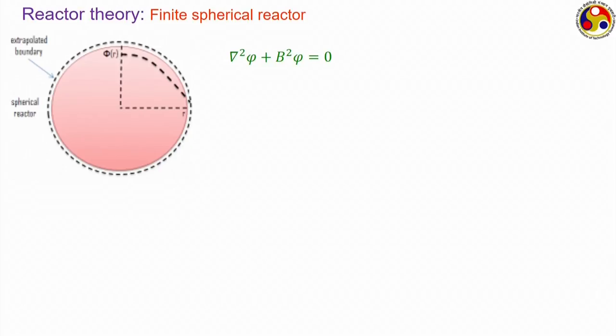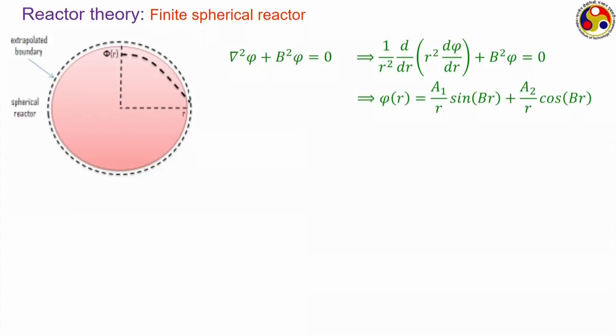For a critical reactor, we know that B g square and B m square have to be equal, and this is given by B square. So, this is a spherical reactor, and hence we have to use the spherical coordinate system, which gives this. If we assume the entire phenomenon to be isotropic in nature, then the only variation that remains is in the radial direction. So, accordingly this is the equation that we have.